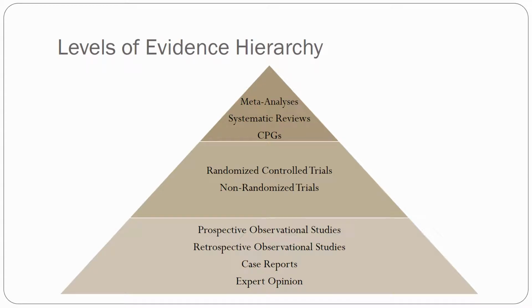The next thing to talk about is the levels of evidence hierarchy. At the top of the evidence pyramid, we have meta-analyses, systematic reviews, and clinical practice guidelines. That's what CPGs are. These demonstrate the highest level of evidence we have. Meta-analyses and systematic reviews essentially look at randomized clinical trials and use some fancy statistics to come up with the best levels of evidence. Of course, those kinds of syntheses require studies to already be done, and those include randomized controlled trials and non-randomized trials. And then toward the lower levels of evidence, we have observational studies, case reports, and simply expert opinion.